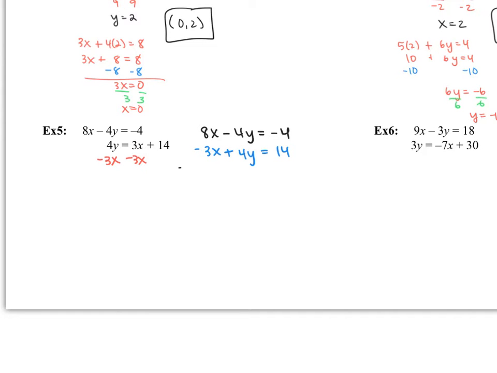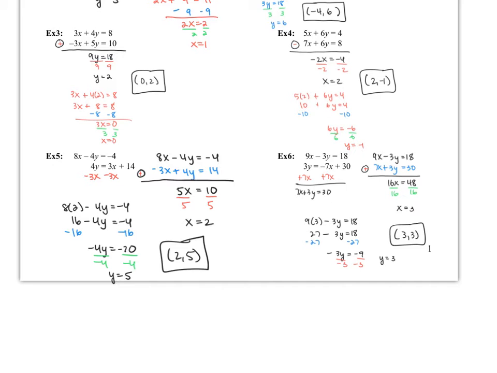Now I'm ready to add these equations together because I now have a negative 4y and a positive 4y, which will cancel if I add. So pause the video at this point, complete example 5, and then complete example 6. Press play when you're ready to check your answers.